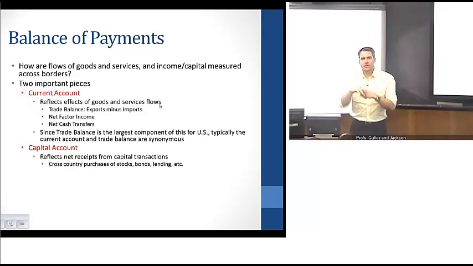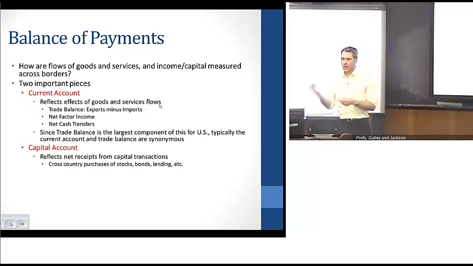So the idea here is that this represents the flow of income and wealth and lending and other forms of capital across borders, okay? And so this is things like the cross-country purchases of stocks, bonds, lending, and so it's the net receipts from these capital transactions that occurs.